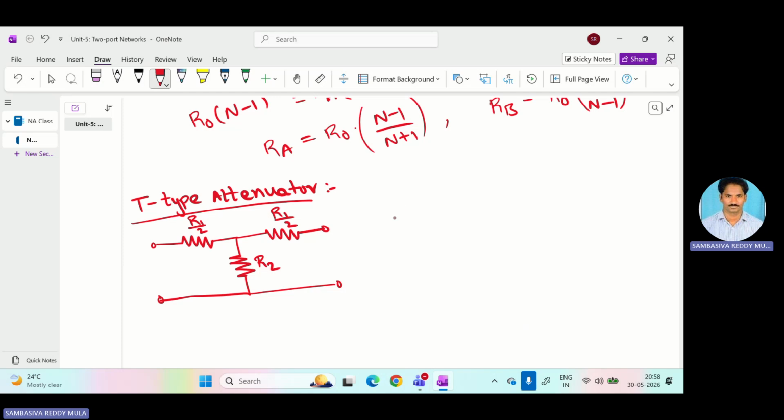So according to the bisection theorem, we'll bisect the network into two halves like this. This is R1 by 2, no change. This we'll write as 2R2. Why are we writing it as 2R2? Let us see. This is one bisected network. Another bisected network will be like this. This is also 2R2.